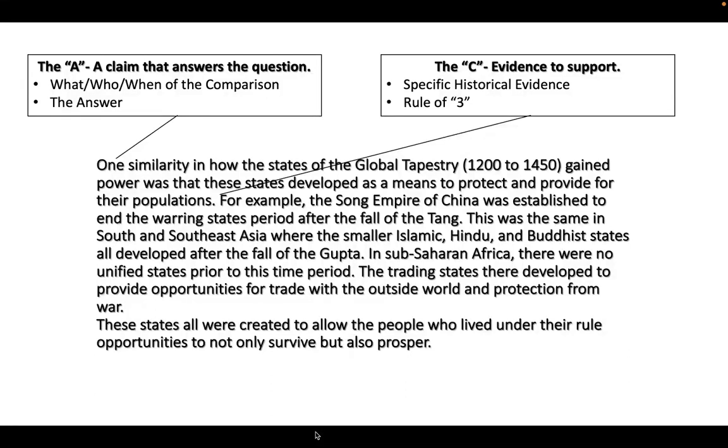Yes, you could give me an example from every single area that we talked about, but that really would be redundant and really too much to write.